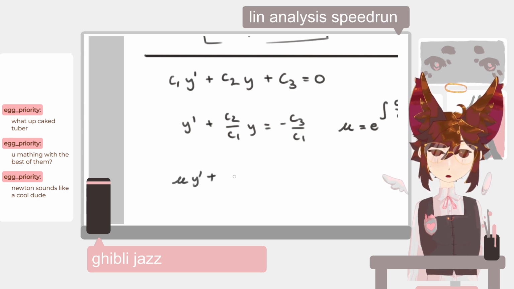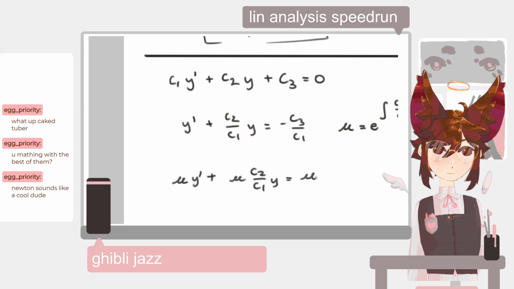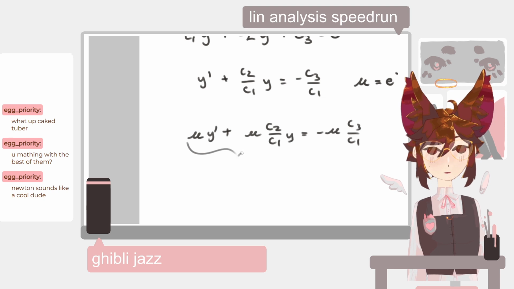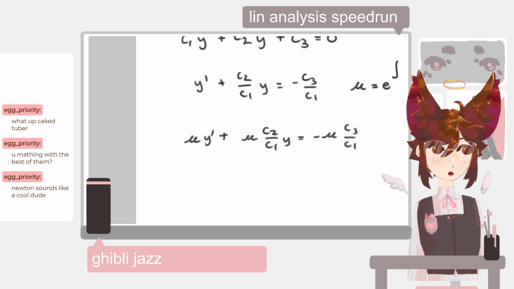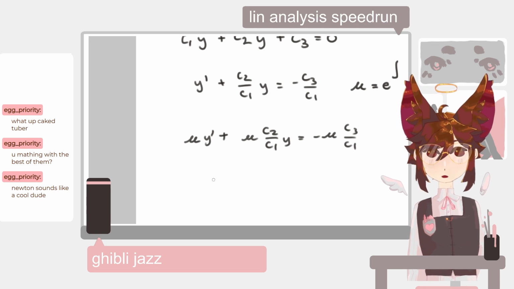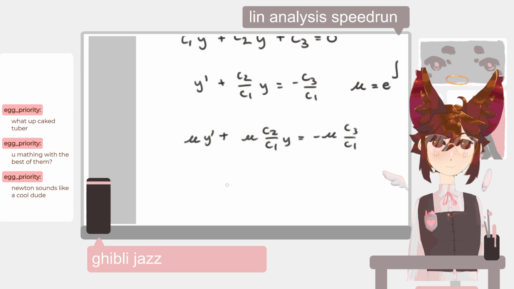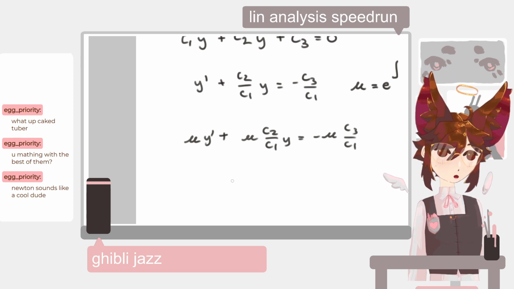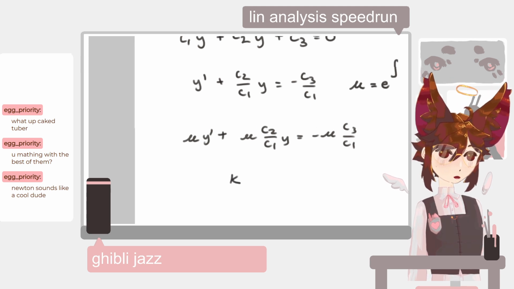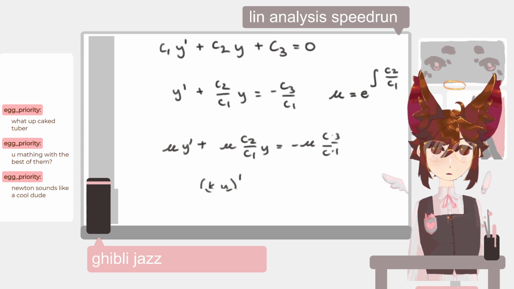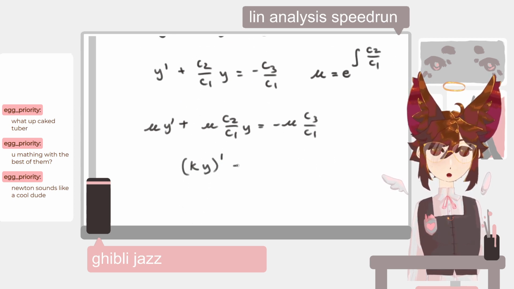So we'll have mu y prime plus mu c2 over c1 y equals negative mu c3 over c1. And this side is going to be transformed into a product rule. So we're going to have mu, I think it's mu, is that right? I think that's right. We're going to have something, I'll just call it k, because I don't remember if it's actually mu or not. But ky prime, because we put the prime out here when we have a product rule. And that's going to equal negative mu c3 over c1.